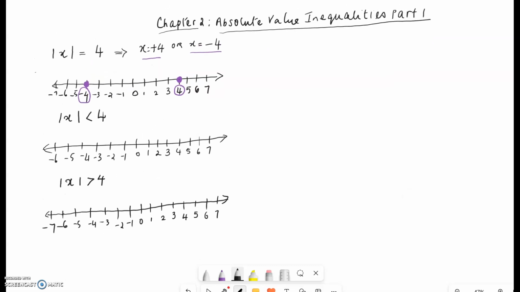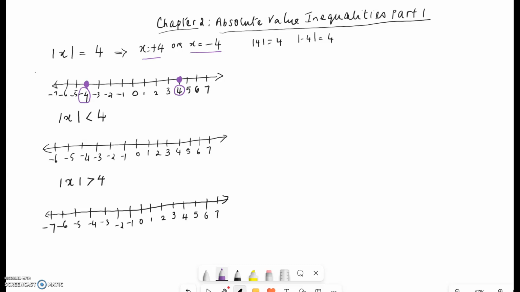So here what we're going to look at is not absolute value equations, but absolute value inequalities. So we've seen this before. If absolute value of x is 4, then x can be positive 4 because the absolute value of positive 4 is 4, or it can be negative 4 because the absolute value of negative 4 is also 4. So if we had to graph the solution, it would be the 2 points 4 and negative 4.